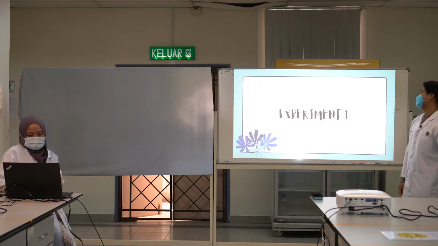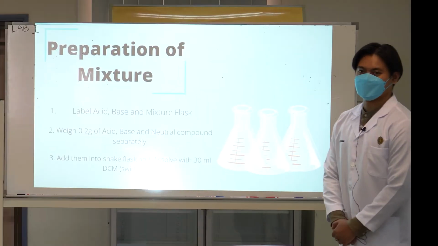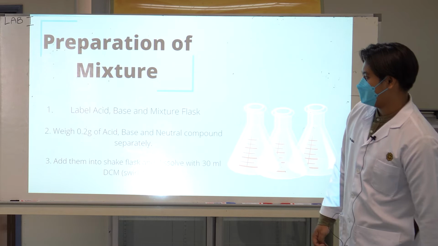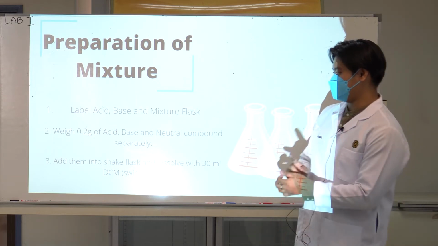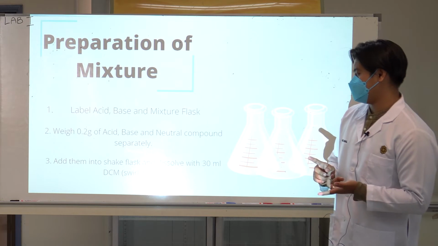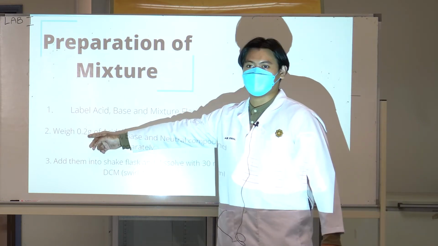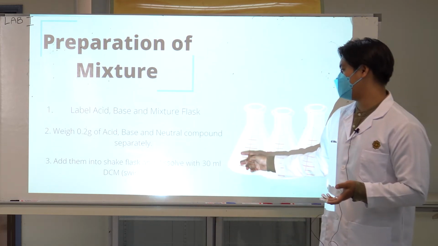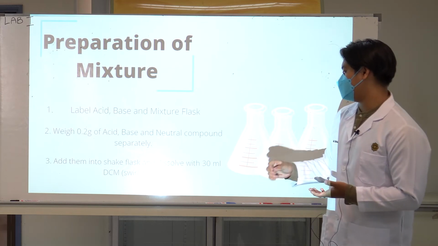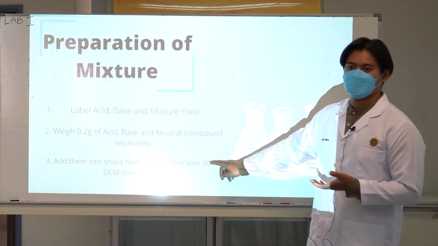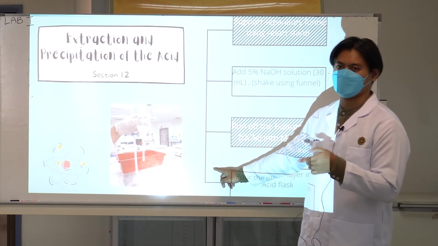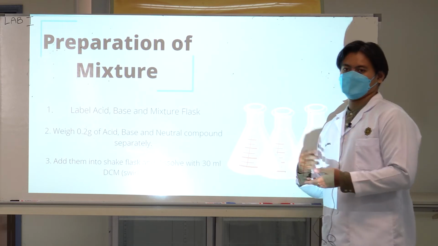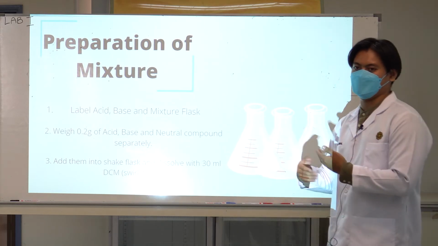Okay, first of all, we need to prepare a mixture where there are 3 components: acid, base, and neutral. This should be 0.5 gram actually for acid, base and neutral. And we put them in one flask and we add 30 ml DCM. In the instruction, it should be 10 ml DCM. So we mistakenly put in 30 ml DCM, so it will affect our next experiment.